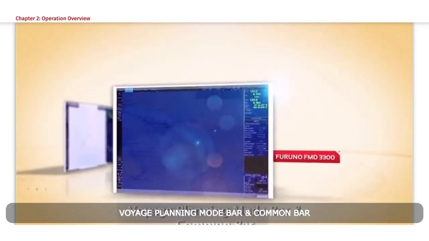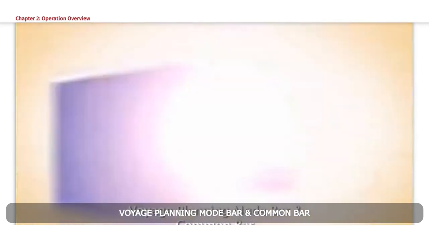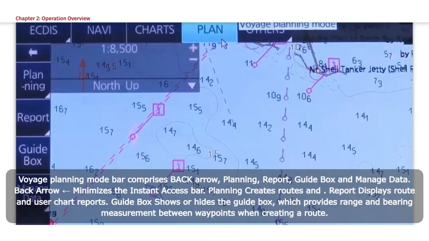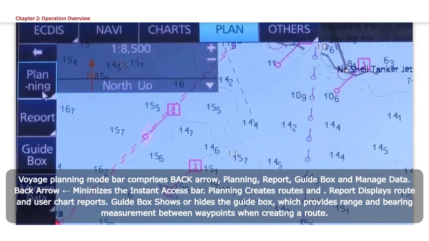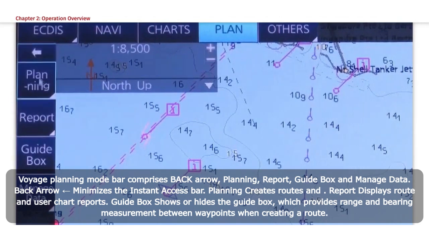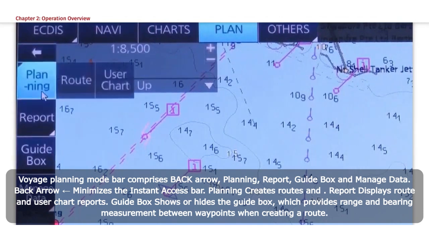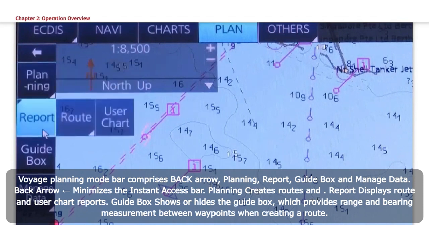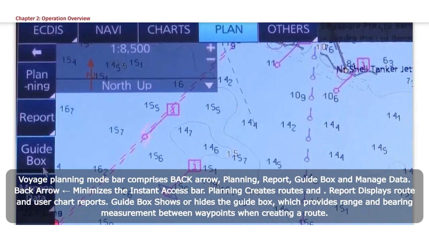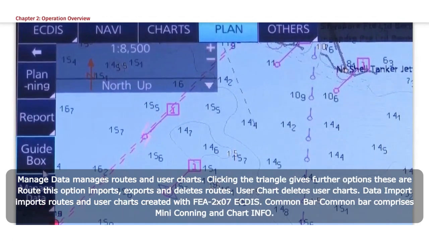Voyage Planning Mode Bar and Common Bar. Voyage Planning Mode Bar comprises back arrow, planning, report, guidebox, and manage data. Back arrow minimizes the Instant Access Bar. Planning creates routes and user charts. Report displays route and user chart reports. Guidebox shows or hides the guidebox, which provides range and bearing measurement between waypoints when creating a route. Manage Data manages routes and user charts.